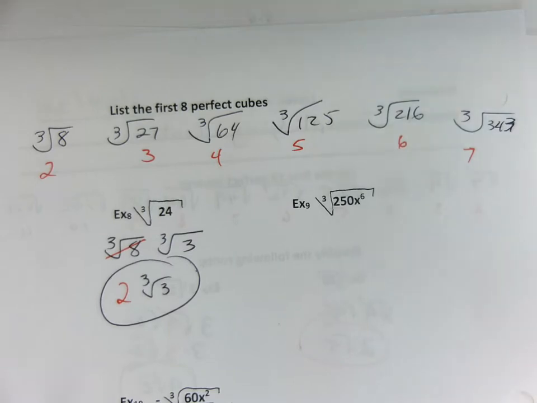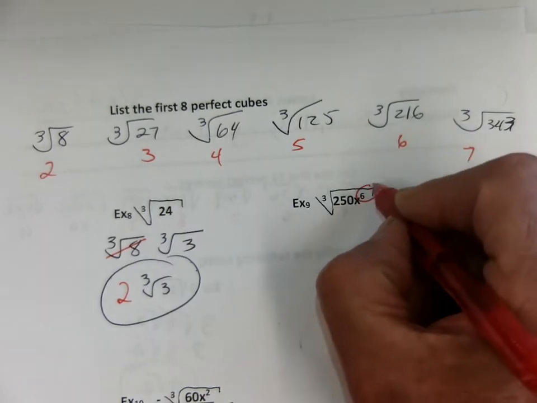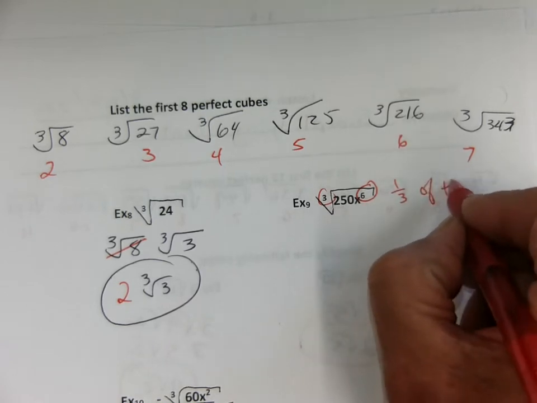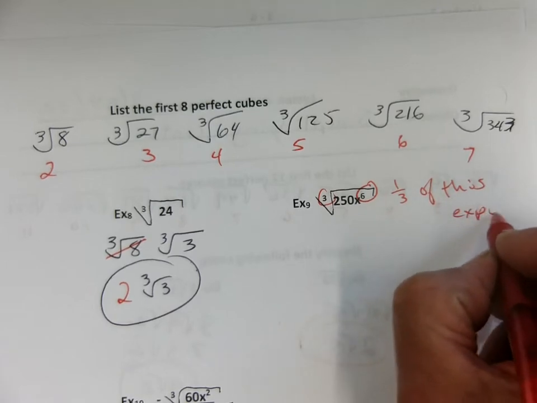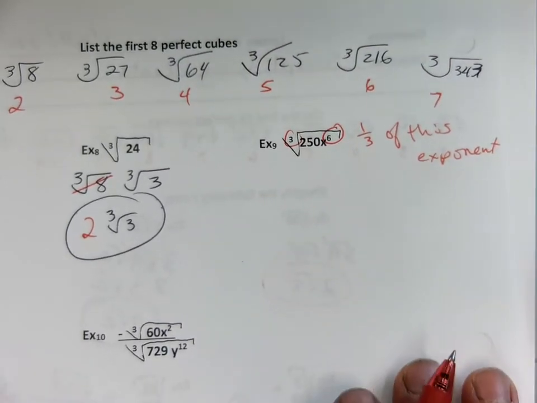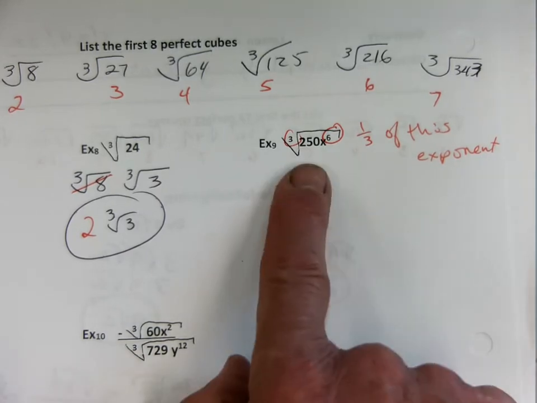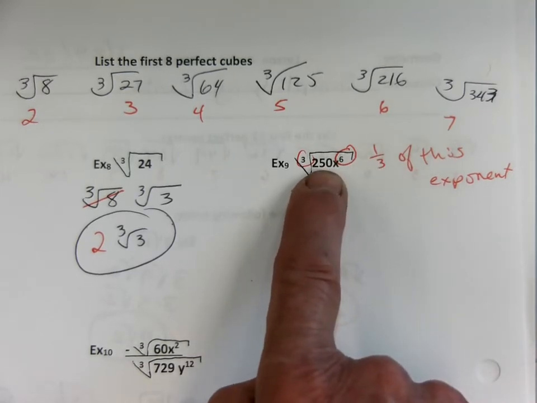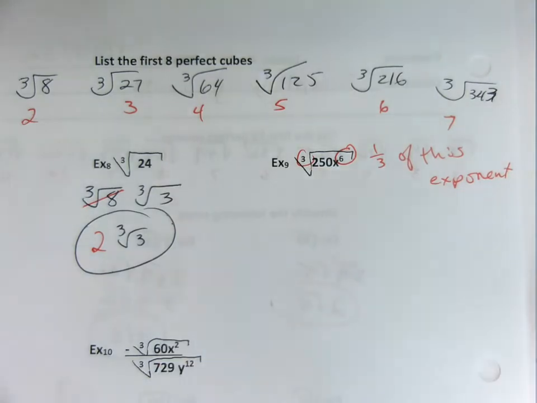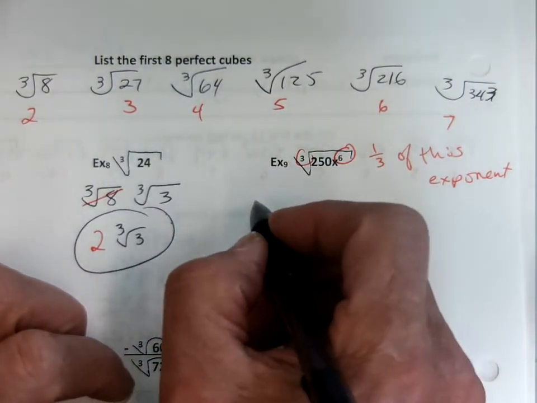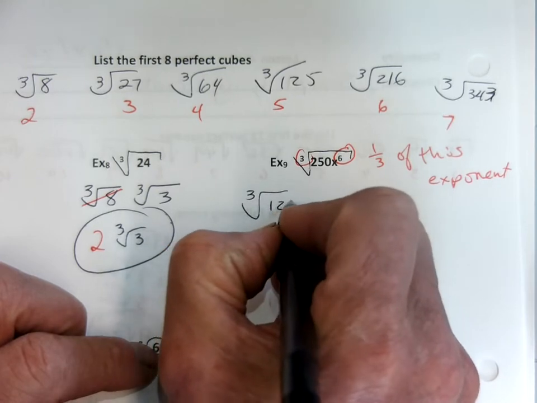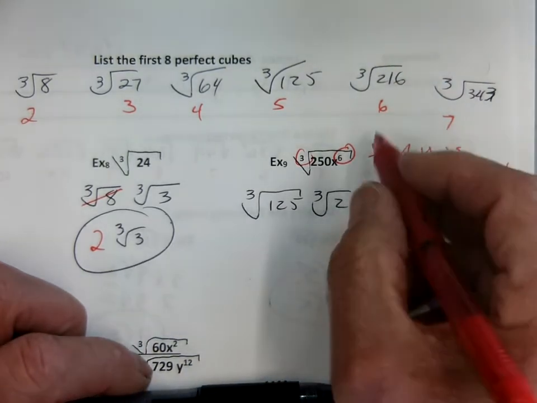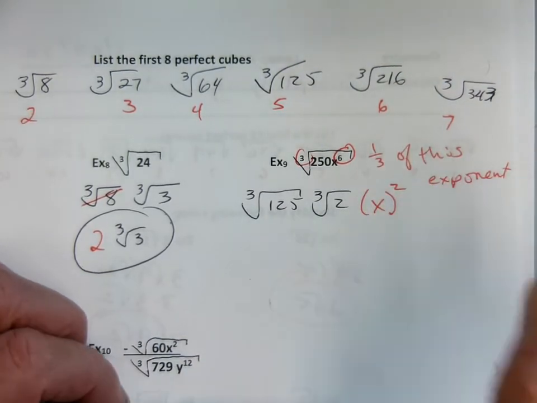All right, example 9. Well, I need to take not half of the exponent, but a third. Take 1/3 of this exponent, which I can do. But before I do that, what about this 250? There you go, 125 times 2. So 125 times 2, perfect. So I'm going to go cube root of 125, cube root of 2, and then I'm going to take a third of this and have an x to the second power, okay?